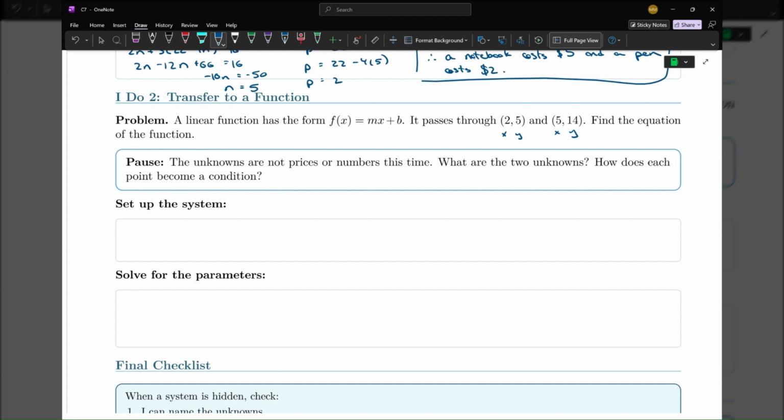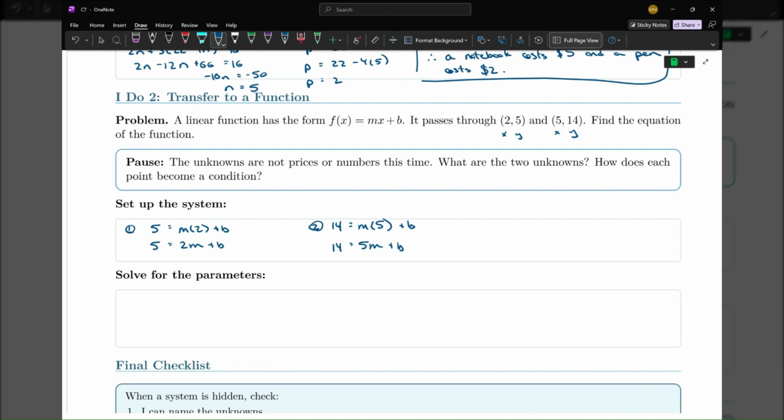How do I turn that point into an equation? Well, if I go f of x equals mx plus b, y is 5. So 5 equals m times 2 plus b. So that's actually an equation with m and b, right? If I write it a little more normally, I'd say 5 equals 2m plus b. So let's look at equation 2. Well, equation 2 says y is 14, so 14 equals m times 5 plus b, or 14 equals 5m plus b.